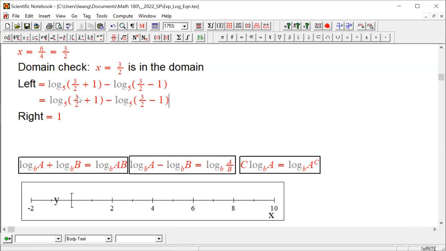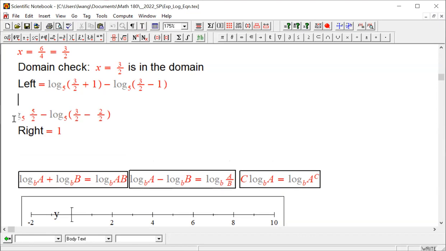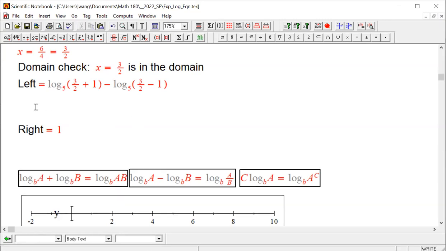And 3/2 plus 1, that's going to be 5/2, right? Because that's just 2 over 2. That's going to be 5/2. 3/2 minus 1, that's going to be 2 over 2, and that's going to be 1/2, right? So that's going to be, wait, that's going to be 1/2. What did I do? Wait, how did I mess that up? Huh. Let me rewrite it. Sorry, I don't know what I did.